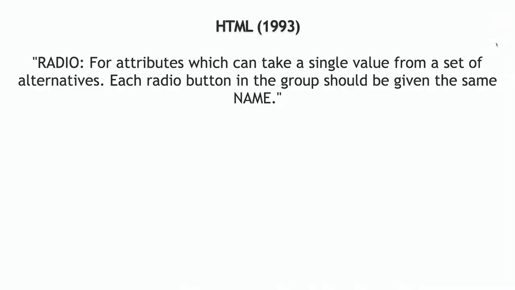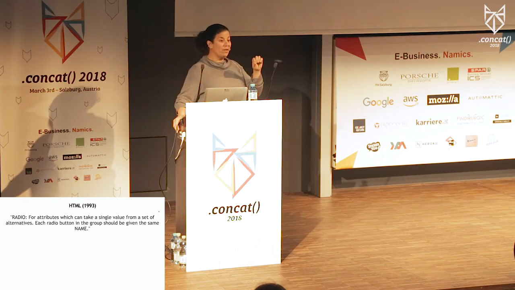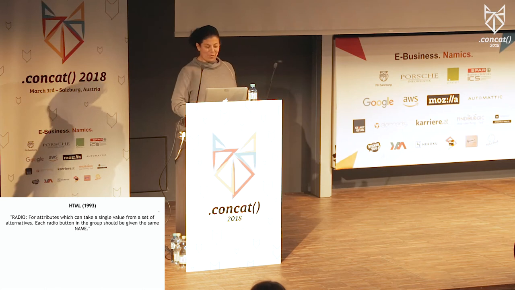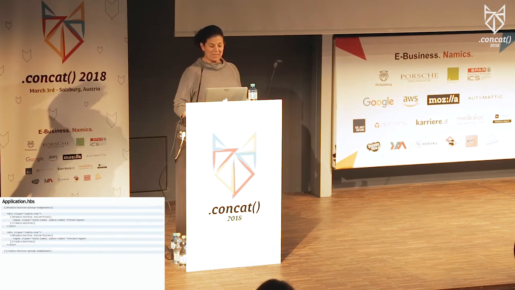So, radio was defined in 1993. So when I ask you on an interview question, how do you make a radio button, let me read this to you. For attributes, we can take a single value from a set of alternatives. That's when you want to use the radio button. Each radio button in the group should be given the same name. The name attribute associates all the ones as being from the same group. And that's all the answer to that question that so many people failed over the past week.